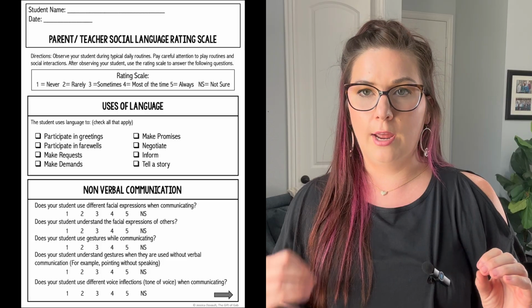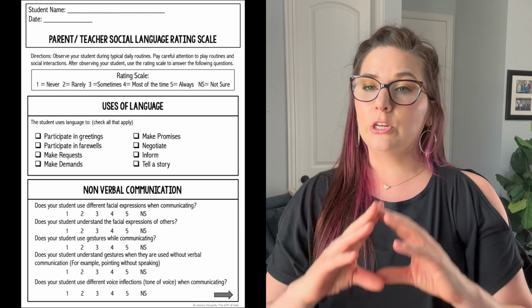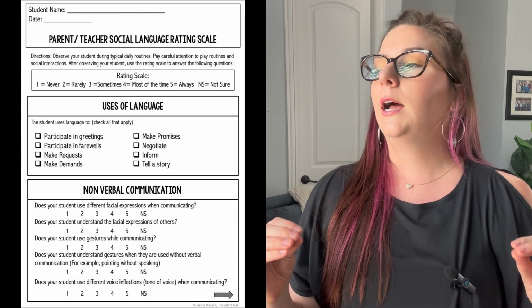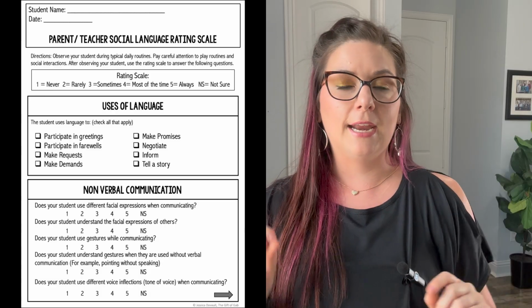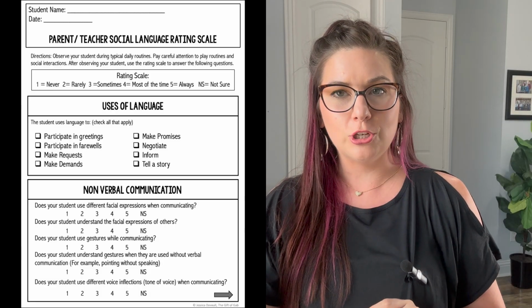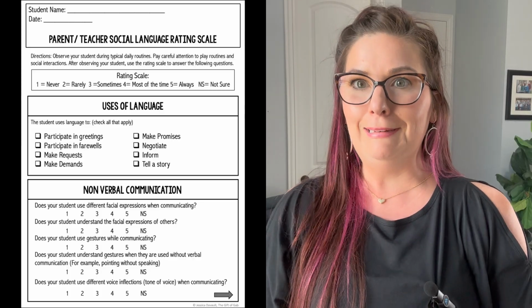So I always make sure that I hand out a caregiver and a teacher survey. And I actually do this as a rating scale. For a while, I did it as a yes, no, and then teachers would be like, well, it's kind of in the middle. So now I do a rating scale from 1, never, to 5, always. And I even have an NS for not sure, because a lot of times people will be like, well, I don't know. That's fine. Just tell me you don't know. We'll work with it.